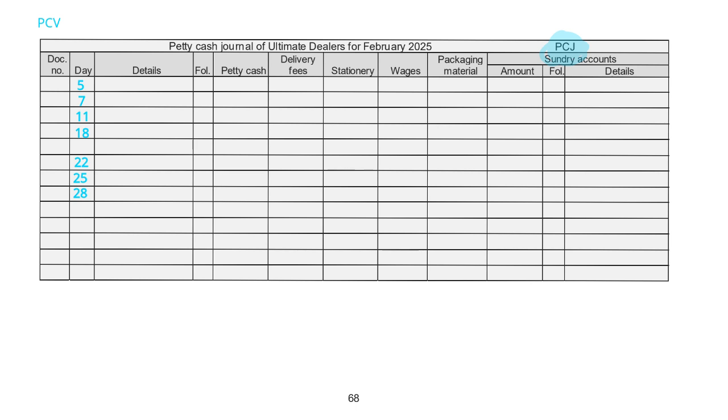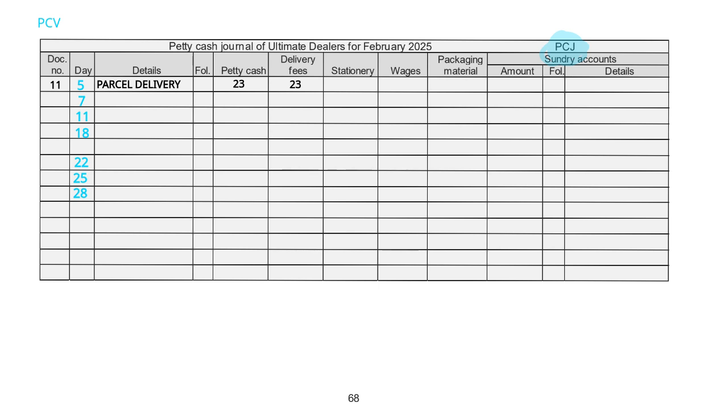And if you go to your transactions, the dates were the 5th, the 7th, the 11th, the 18th, the 22nd, the 25th, and the 28th. So let's go read what it says on the 5th. The transaction says, paid 23 Rand out of petty cash for delivery costs, petty cash voucher number 11. So we're going to start with number 11. It's for a delivery of a parcel. It will be 23 Rand in petty cash and 23 Rand under delivery fees.